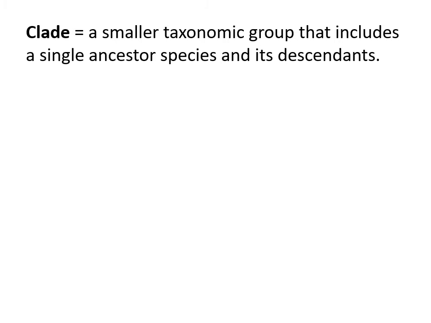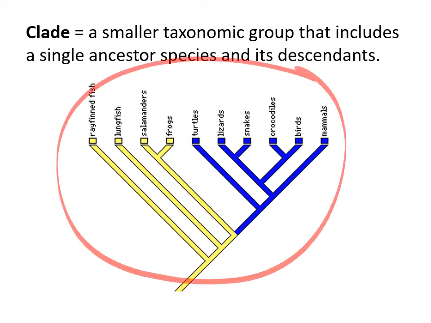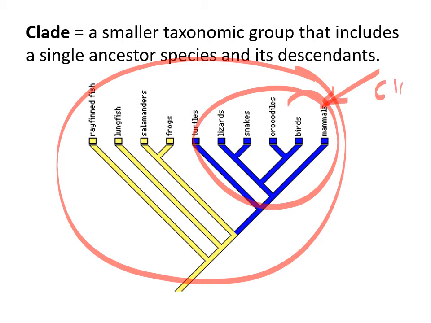A clade is a smaller taxonomical group that includes a single ancestor species and its descendants. Essentially, this is just a quick way of calling a group something other than a group. So if you had your phylogenetic tree here and you said, okay, I want to talk about this particular group here, instead of just saying this group here, you'd say, oh, well, this clade here. So it's just a particular group within a phylogenetic tree that you have defined to talk about for one reason or another.